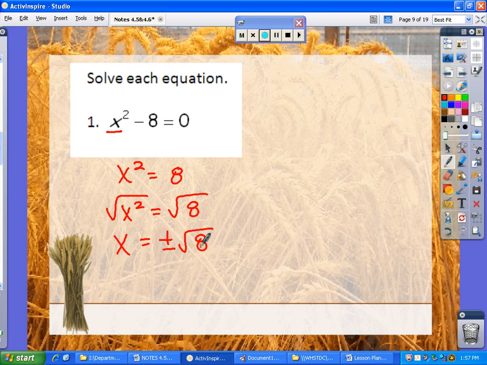All right, now from geometry, you learned that you need to break this down. 8 has a perfect square in it. If we think about 8, 8 is the square root of 4 times 2. So the best answer here is going to be plus or minus 2 square root of 2.